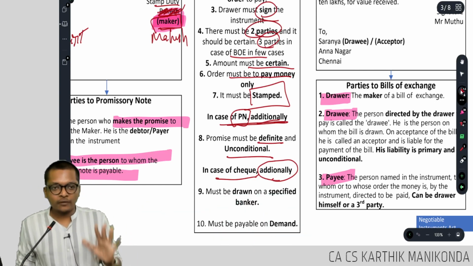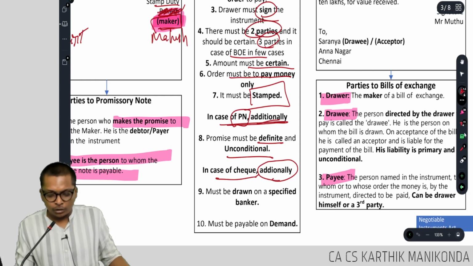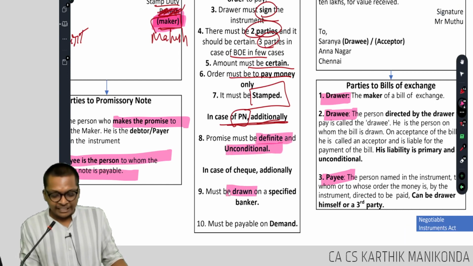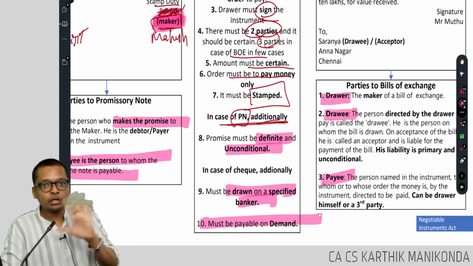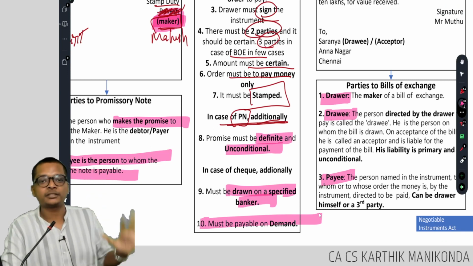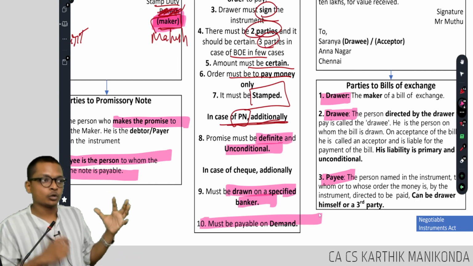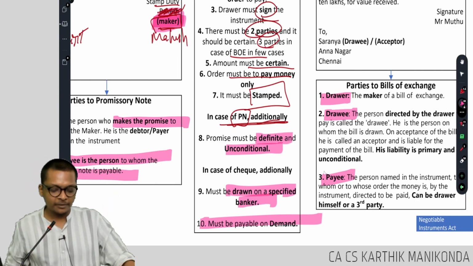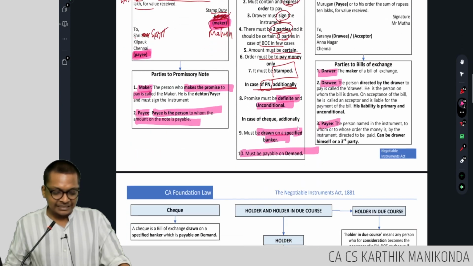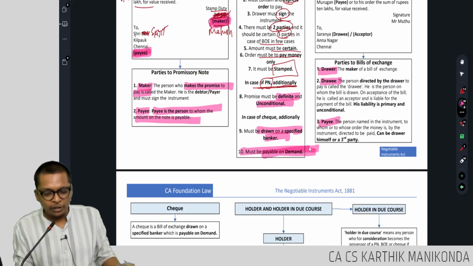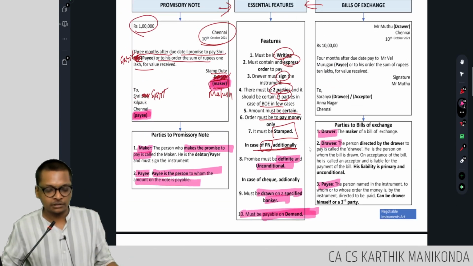So, what you have understood so far, all points are common. Extra points, if you see, for promissory note, what is the extra point? Must be definite and unconditional. For check, you have 2 extra points. It's not 24 points, it's just 10 points: 8 plus 1, 2 points. Are you following? That's how I gave you the notes by summarizing it. Clear? Perfect. Now, with this, the basics of this chapter is done. This last point on demand I will explain when the time comes, not now.